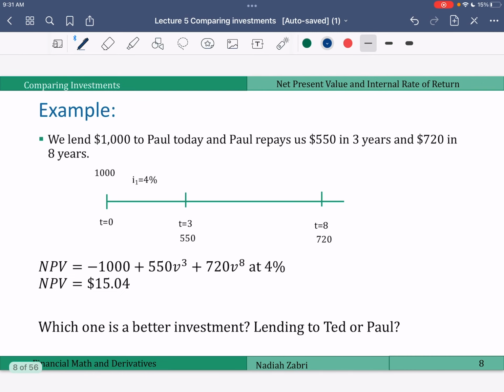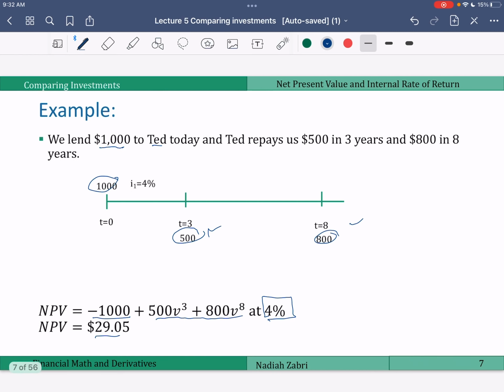Next investment is we invest 1,000 to Paul. Paul repays 550 in year 3, 720 in year 8. Also at 4%. So same method, present value of inflow minus present value of outflow, you get 15.04. So which one is a better investment? Of course, when we are comparing, we take the higher NPV. So investing to Ted gives us a higher NPV of 29.05.